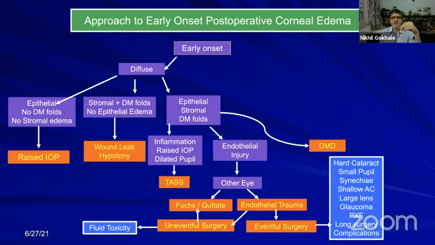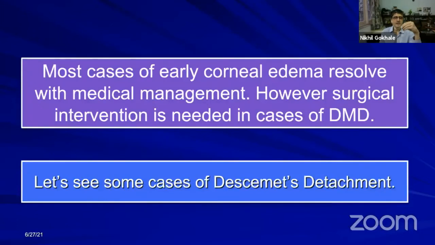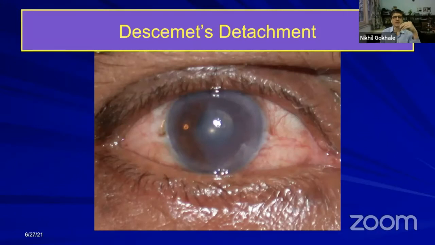A Descemet membrane detachment can also present very similarly with diffuse edema. However, if the edema is localized to one area of the cornea, I would like to see whether the margins are distinct or indistinct. If the margins are indistinct, it indicates there is endothelial trauma. While if the margins are very sharp, it might signal a Descemet membrane detachment. So most cases of early edema we know resolve with medical management and rarely surgical intervention is required. But one of these situations is a Descemet membrane detachment. I'll show you some cases of Descemet membrane detachment.